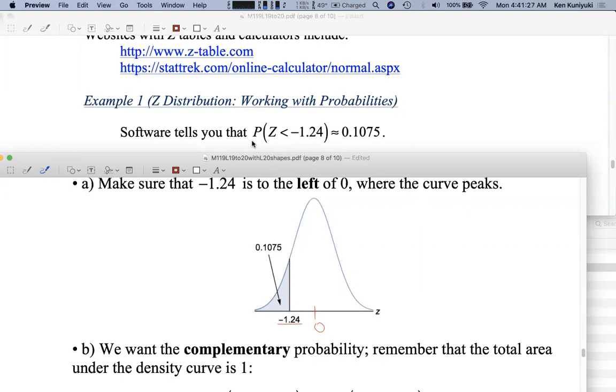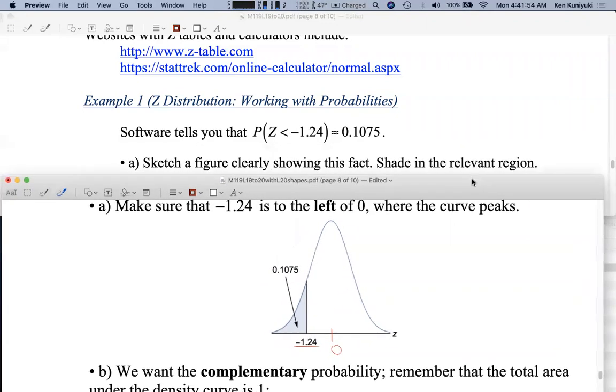We're concerned about the probability that z is less than negative 1.24. This means that we're concerned about this area to the left of negative 1.24, because this corresponds to a left-tailed probability. And the software is telling us that this is about 0.1075. So I put the 0.1075 here, put an arrow here clearly indicating that I mean the area of this region, and that's that. Okay, we've answered part A. Sketch a figure clearly showing this fact and shade in the relevant region. This left-tail probability is about 10.75%.